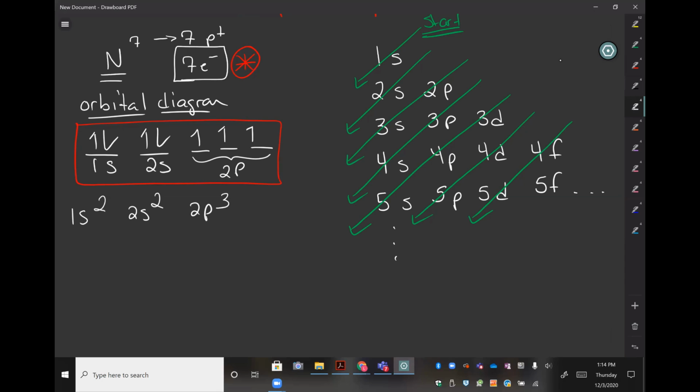Notice the 1s, the 2s, the 2p all remain the same. The difference is instead of arrows, we have superscripts. When we have 2 arrows, we write a 2 for a superscript. Those small numbers represent the number of electrons.